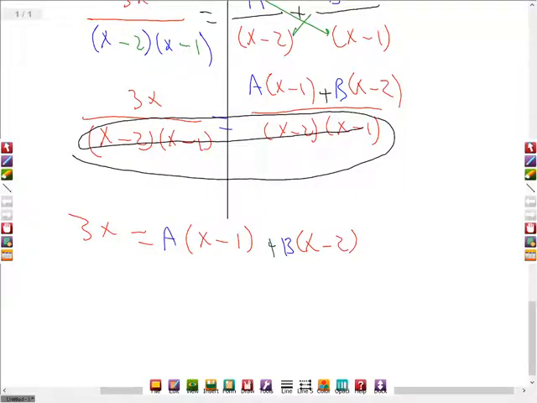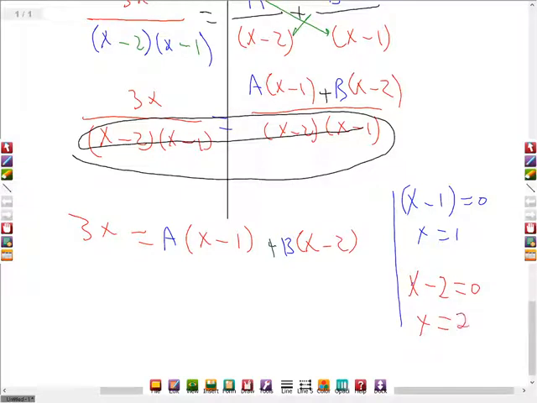I'm going to show you how we can find A and B. I'm going to take these two values. x minus 1 equals 0, then x equals 1. Also, x minus 2 equals 0, then x equals 2. Then I have two values for x.